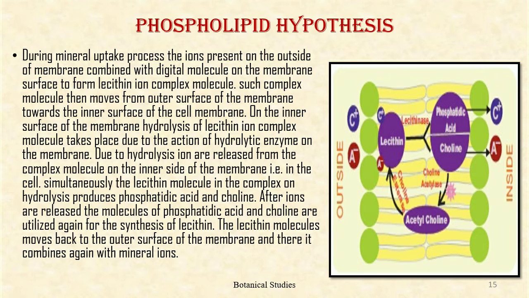After ions are released, the molecules of phosphatidic acid and choline are utilized again for the synthesis of lecithin. The lecithin molecule moves back to the outer surface of the membrane and there it combines again with mineral ions. By this cycle of lecithin, or phospholipid cycle, ions from the soil are added into the cell. During this cycle, all the reactions require energy, therefore it is an active process. So, this is all about mineral uptake.